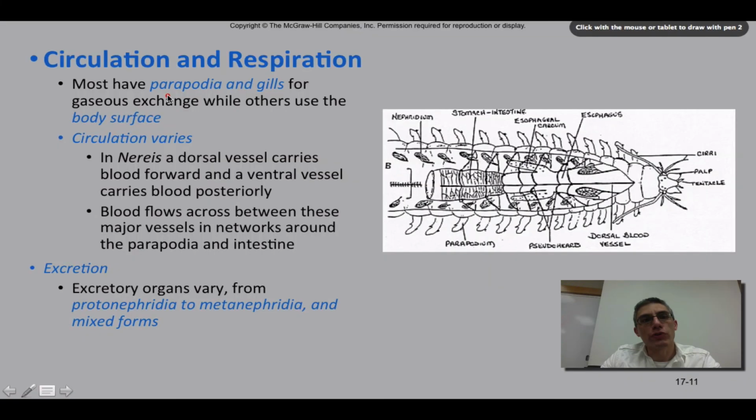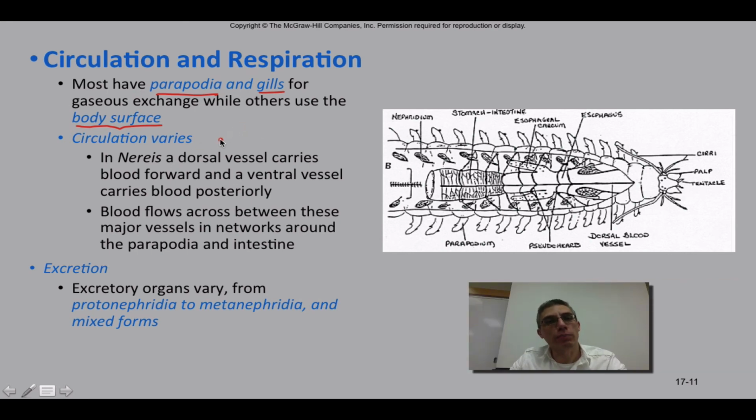Now most of these animals are going to have, of course, as we had said, parapodia, and they're going to have gills for gas exchange. Well, there's going to be a few out there that will actually use their body surface as gas exchange also. Now you're going to find if you actually compared a large number of these animals to each other, the circulatory system is going to vary.